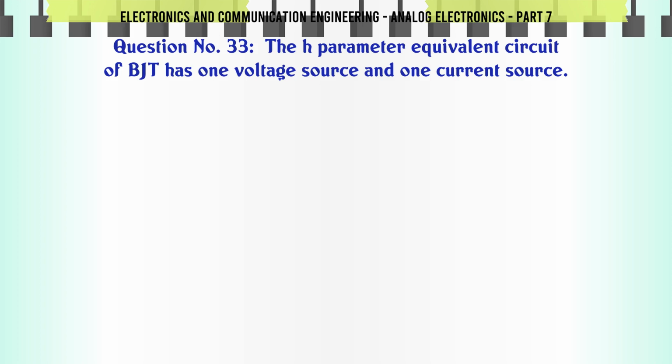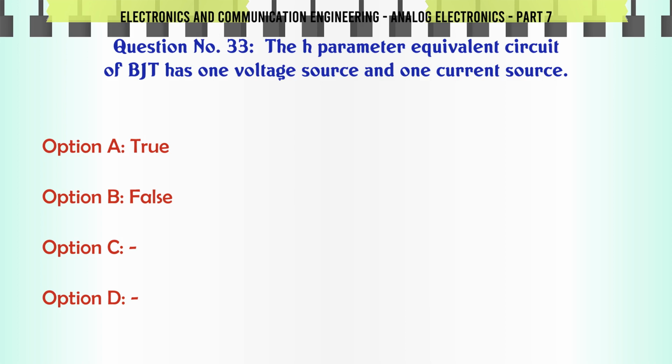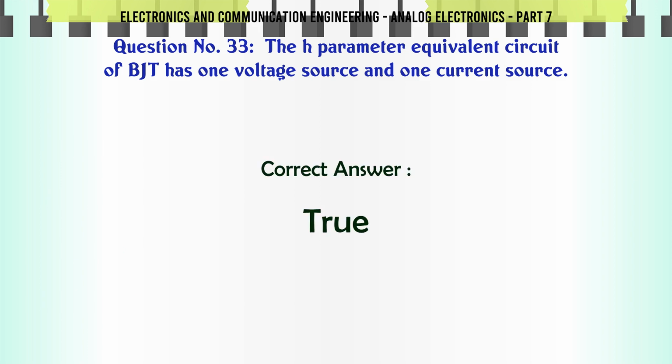The h-parameter equivalent circuit of a BJT has one voltage source and one current source. A. True, B. False. The correct answer is true.